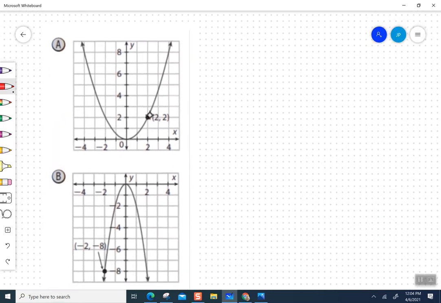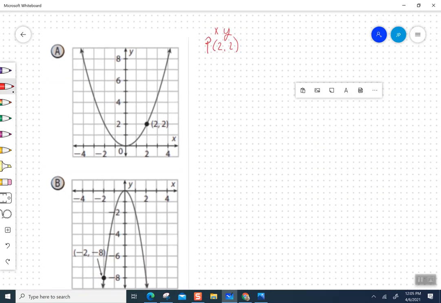So they gave us a point that is on the parabola. So we have a point, which is (2, 2), where this is x and y. And we are using the formula f of x equals ax squared. So what we're going to do is we need to find a. That's the only thing we don't know right now. And if you're not sure what I'm talking about, check this out.